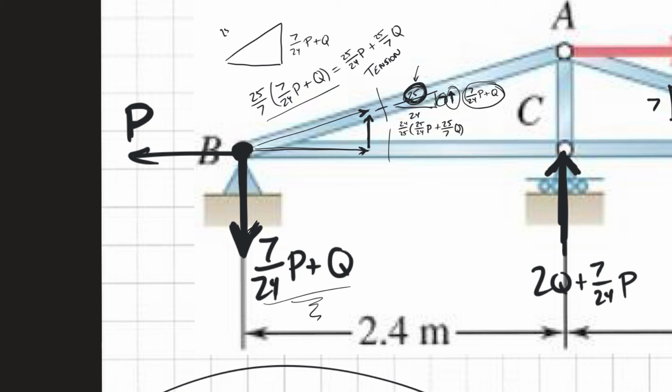On the horizontal, it's 25 over 24p plus 25 over 7q. And then the horizontal right here is going to be whatever this multiplies out to, which looks like it's p plus, let's see here, 24 over 7q.